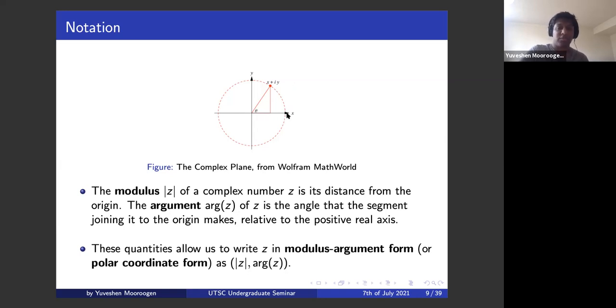And then using those 2 quantities, I can just say, this point is this far away from the origin, and it makes this angle. So in this way, I'm specifying this unique point. So that's the modulus argument form. It's really just polar coordinate form.